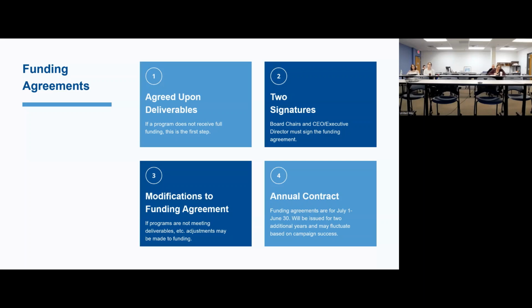And lastly, just in case you didn't already know, the way our funding works, we fund in 3-year cycles, but the contracts themselves are only for 1 year at a time. So every year you'll sign a very similar contract, and just know that each year that funding is contingent on our campaign success, because we can't give out money that we don't have.